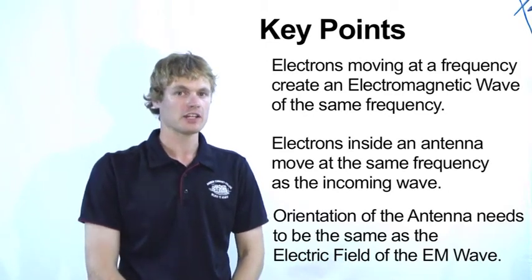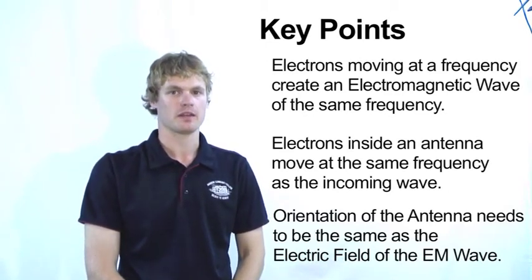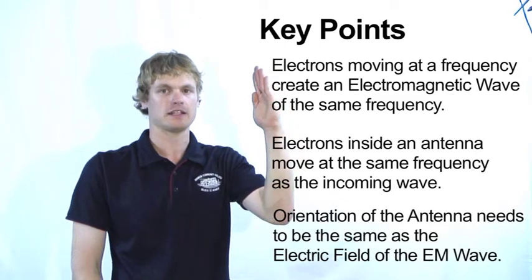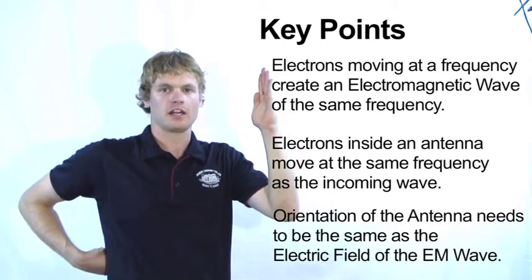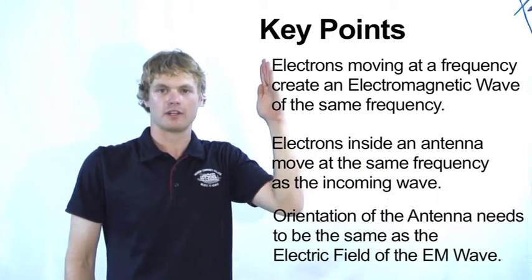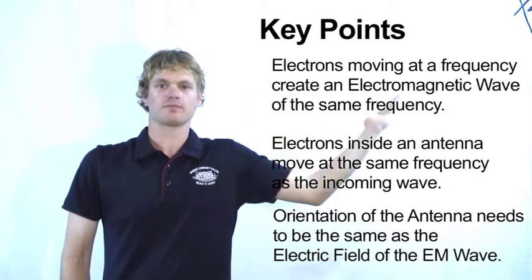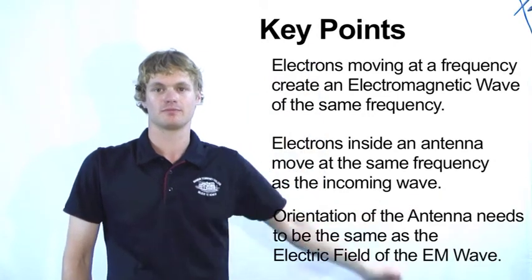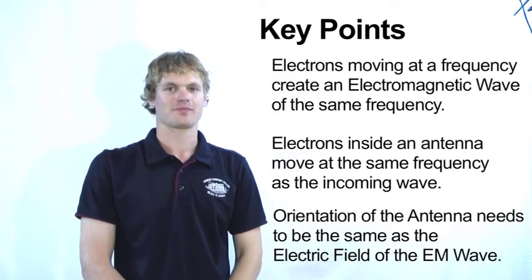Also, the orientation of the antenna is important. If I have waves up and down, I need to have an up and down aerial. If my waves are horizontal, I need to have a horizontal aerial. So, in our case, radio signals, TV signals. Okay, enjoy!